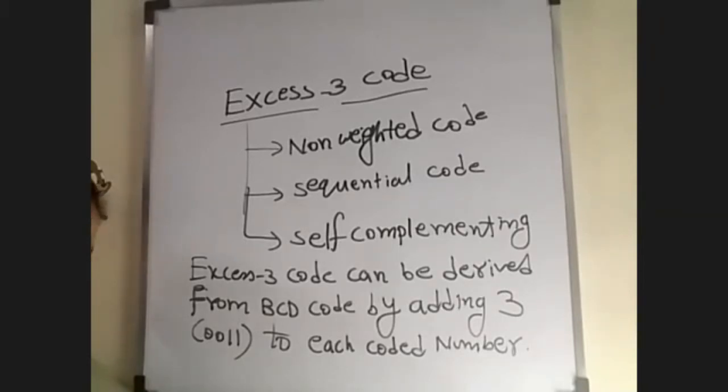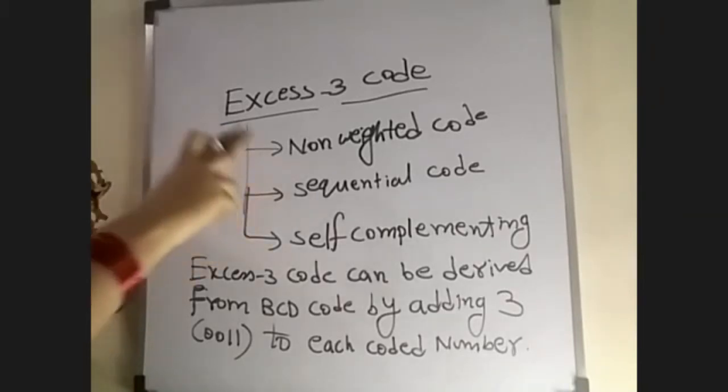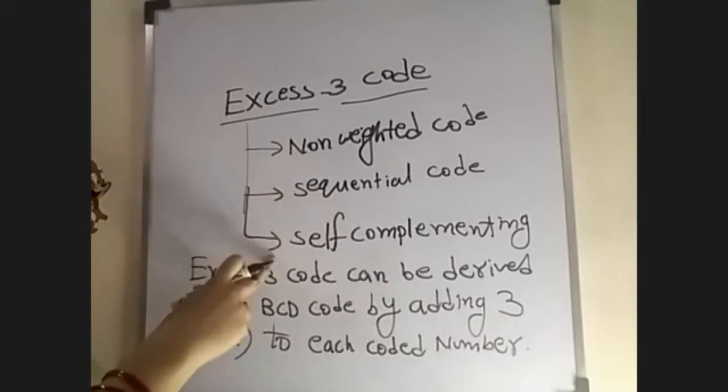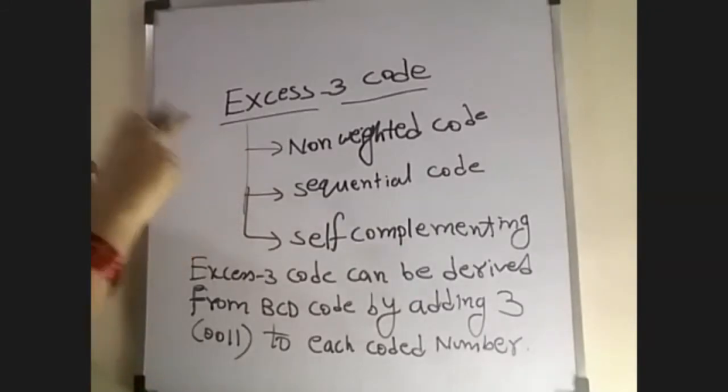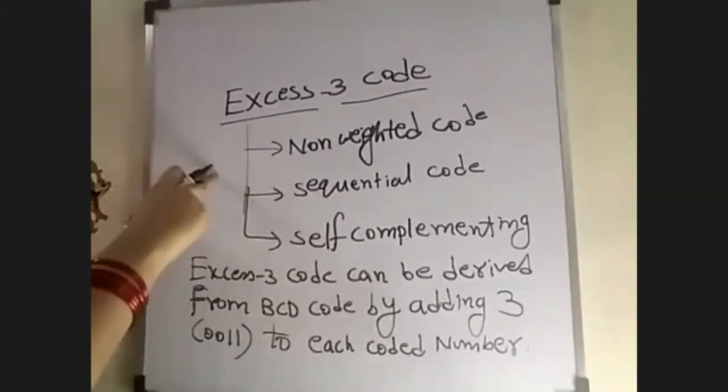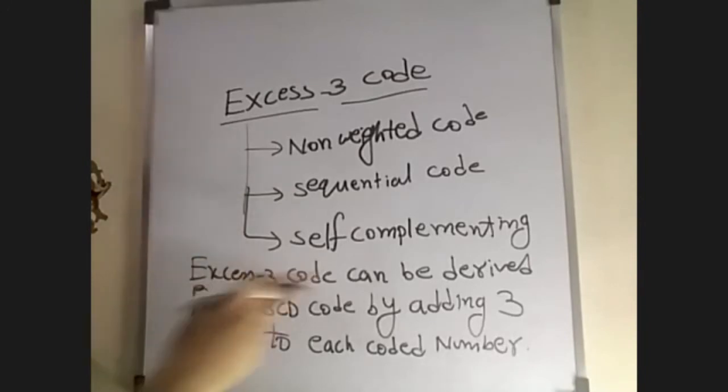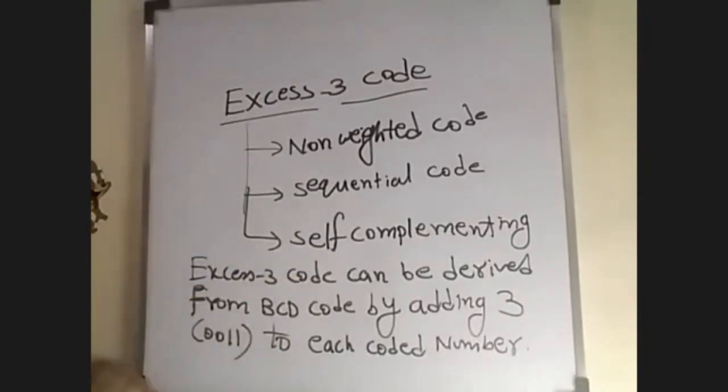Is it clear? So XS3 code is a non-weighted code, a sequential code and a self-complementing code. It is a modified form of BCD. XS3 code can be derived from the BCD code by adding 3 to each coded number. So let us construct one table, decimal digit to XS3 code values.